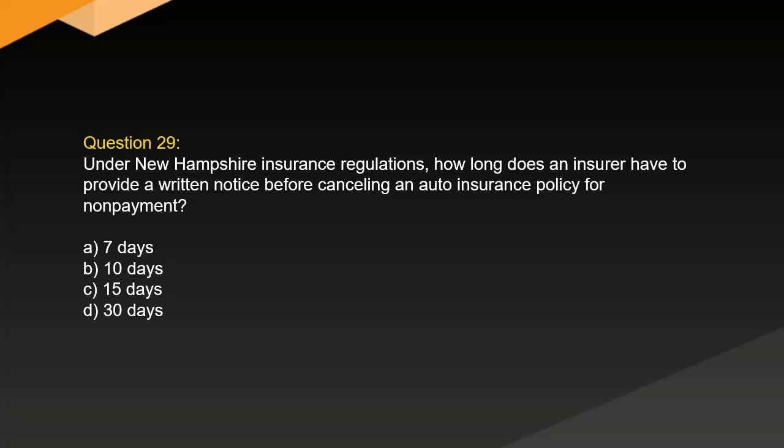Question 29. Under New Hampshire insurance regulations, how long does an insurer have to provide a written notice before canceling an auto insurance policy for non-payment? A. 7 days. B. 10 days. C. 15 days. D. 30 days.